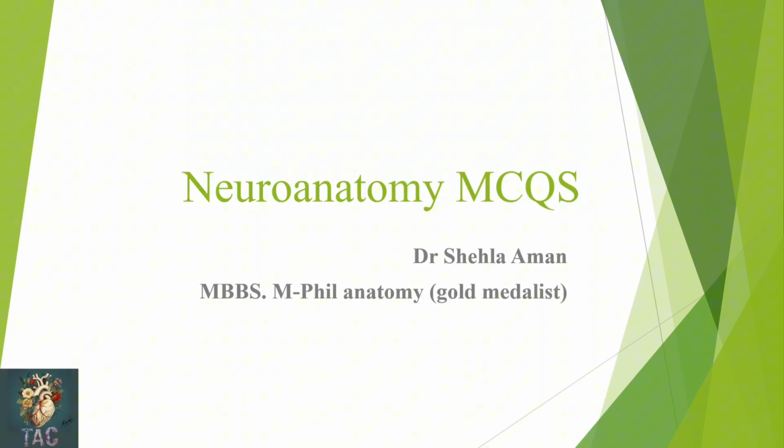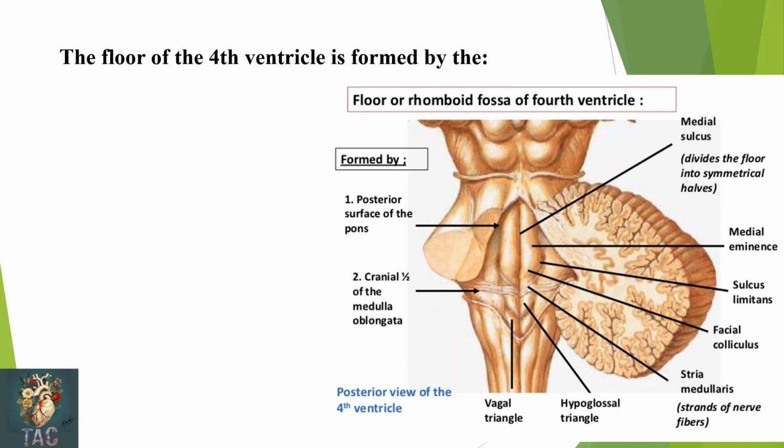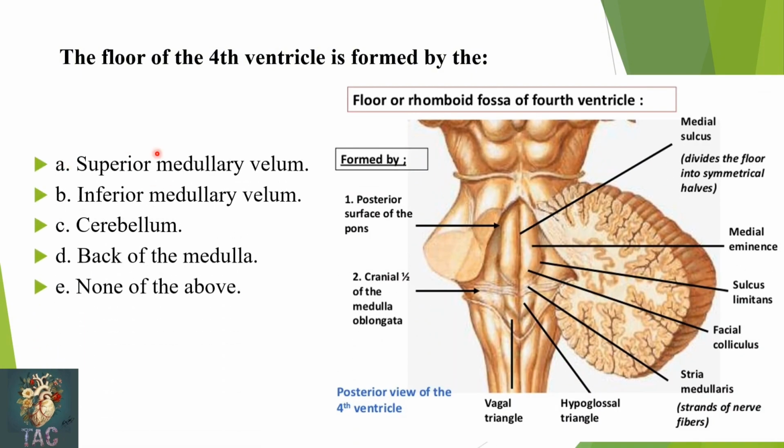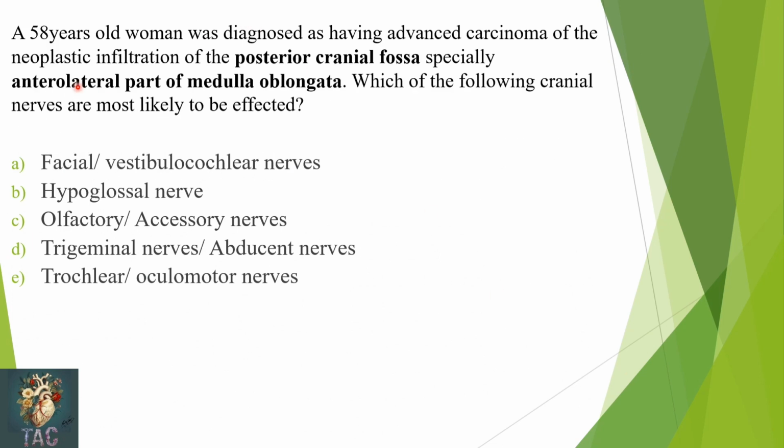In today's class we are going to discuss neuroanatomy MCQs with their explanation, that is part 2. The first MCQ in today's class is: the floor of the fourth ventricle is formed by: the superior medullary velum, inferior medullary velum, the cerebellum, the back of the medulla, or none of the above. It's very clear that the floor of the fourth ventricle is formed by the back of the medulla, and D is the correct option.